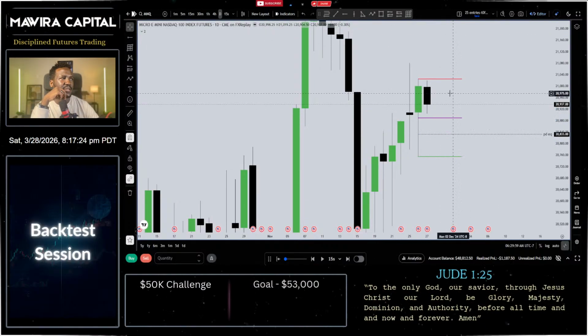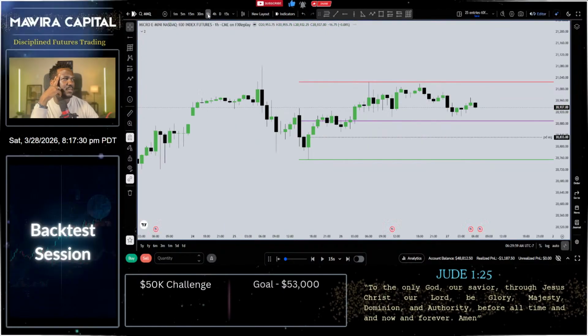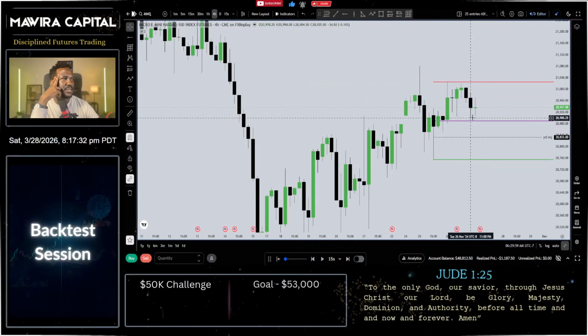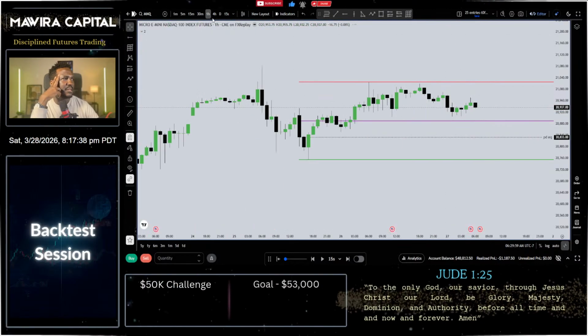So that's a good target. So let's see. 4 hour, pretty much nothing here. I look at these 2 equal lows down here. So that's liquidity. We'll see if that will be taken. I'm not gonna mark it.